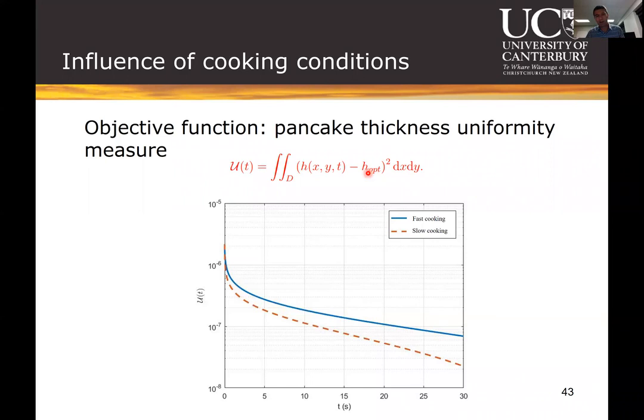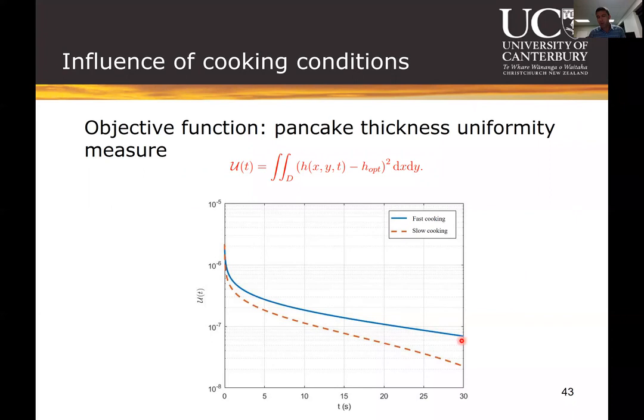And what you see here, the labels are fast cooking and slow cooking. Basically, what we do is play with the convective heat transfer coefficient. And when things cook very quickly, you see that the uniformity measure, described by the blue line, is worse than when the batter cooks slowly. And that makes sense, because when the batter cooks slowly, the batter will spread further on the pan, and therefore we expect to have a more uniform film at the end.